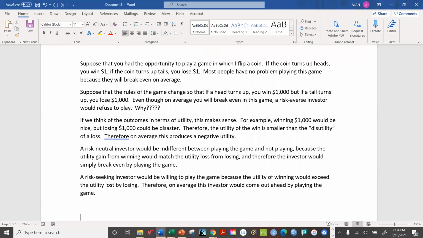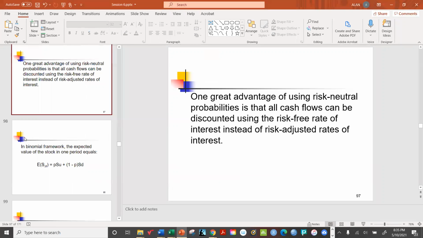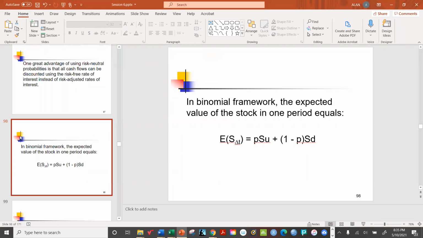All right. So back to this. Now, here's what we're going to see. Based on all those calculations we did a few minutes ago with the so-called risk-neutral probabilities, we're going to find a very interesting result. In the binomial framework, the expected value of the stock in one period could be written in the following way.